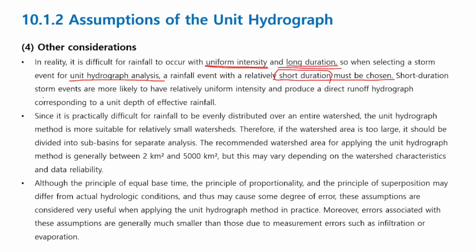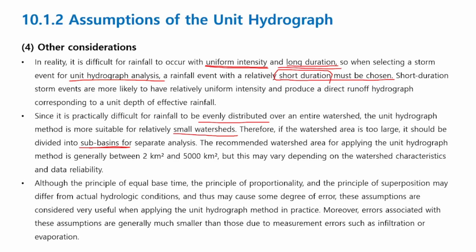Short duration storm events are more likely to have relatively uniform intensity and produce a direct runoff hydrograph corresponding to a unit depth of effective rainfall. Since it is practically difficult for rainfall to be evenly distributed over an entire watershed, the unit hydrograph method is more suitable for relatively small watersheds. Therefore, if the watershed area is too large, it should be divided into sub-basins for separate analysis.